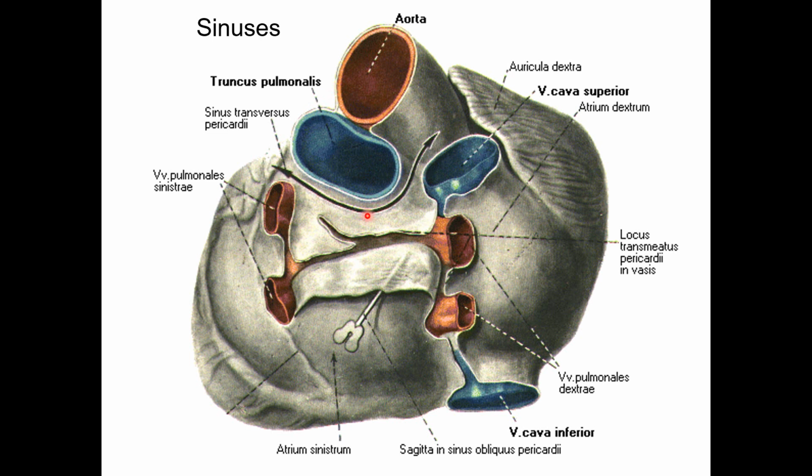This channel represents the reflection of the pericardium from visceral to parietal. Like a sleeve, it changes from visceral to parietal, making a recess in the pericardial sac filled with pericardial fluid. This recess we call the transverse pericardial sinus.